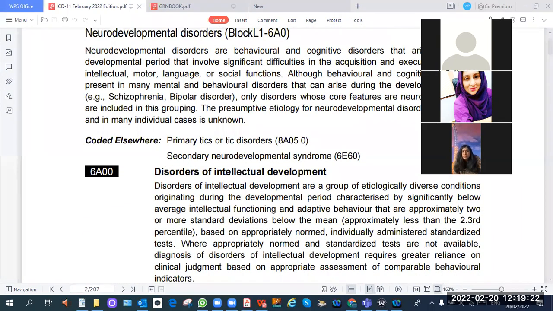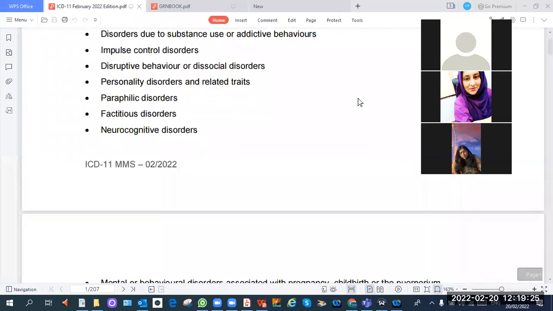Okay, so let's continue. I wanted to show you the footer. If you see, it says ICD 11 MMS 02 2022. So this is the 2022, this month's edition. They have released it, and they have added pages: it was 183 pages, and now after the addition it is like 205 or 207 pages, 207 actually. So 24 pages they have added to the older one, which was May 2021. So they have made changes.